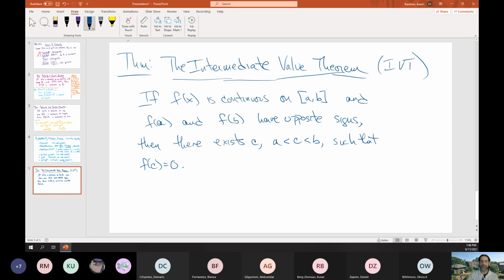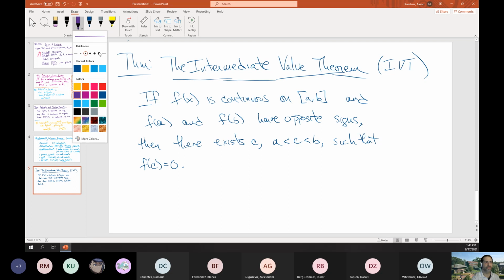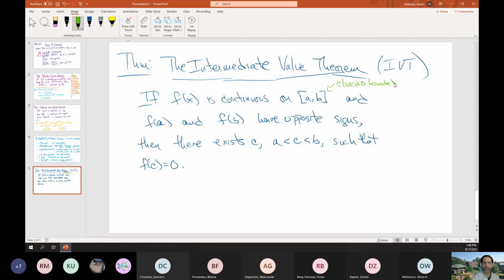Okay. So the simpler form of the intermediate value theorem says that if we have a continuous function on a closed and bounded interval, it's important that this is closed and bounded. Closed meaning that it contains the endpoints, so it contains a and b, this interval of continuity. Bounded means that neither of those is infinity.